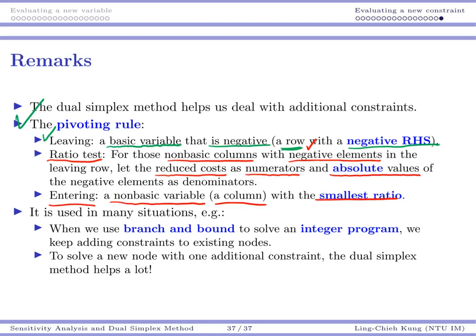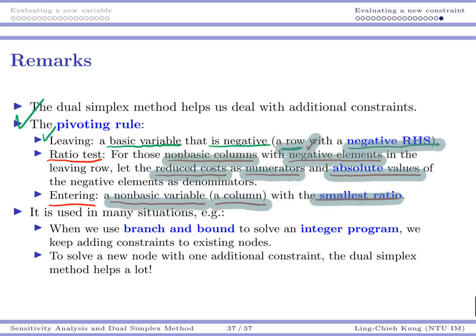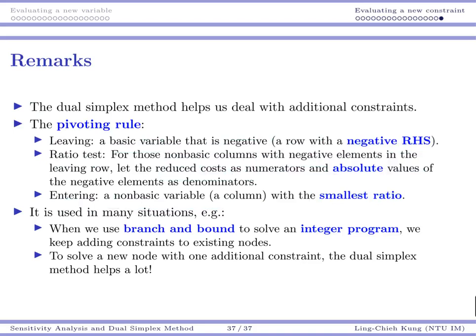So this is exactly something that can solve the new constraint problem. The dual simplex method running in this way is going to be a very useful tool for us to deal with this new constraint thing. What's even more interesting in my idea is that it is actually very useful when we, for example, do the branch and bound algorithm.